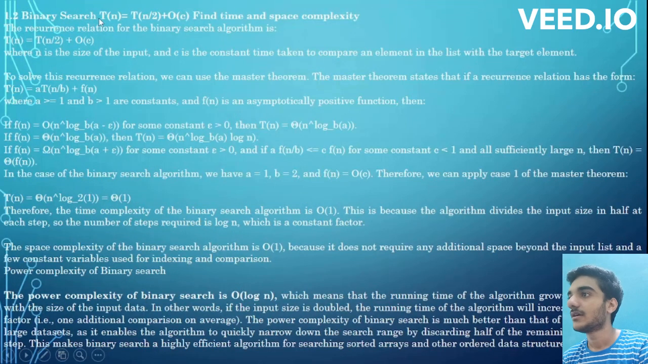Binary search: T(n) equal to T(n by 2) plus O(C), which gives us the time complexity and space complexity of binary search. We can use Master's theorem to find the time complexity, which will be O(log n), and the space complexity is O(1) and the power complexity is log n, which means that the running time of the algorithm grows logarithmically with the size of the input data.